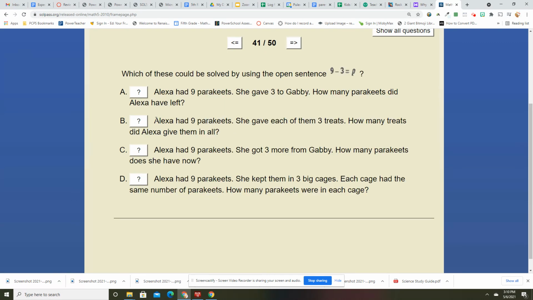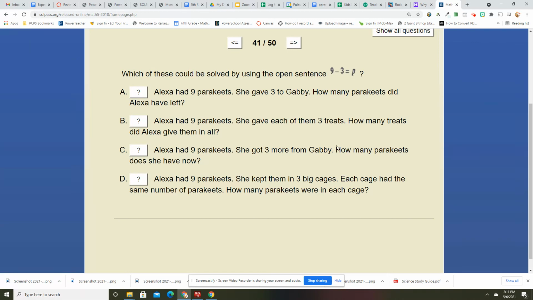All right, which of these could be solved by using the open sentence 9 minus 3 equals P? Alexa had 9 parakeets. She gave 3 to Gabby. How many parakeets did she have left? That sounds pretty good. She had 9 parakeets. She gave 3 of them treats. How many treats did she give in all? That would be multiplication.